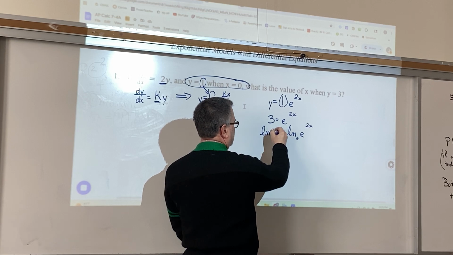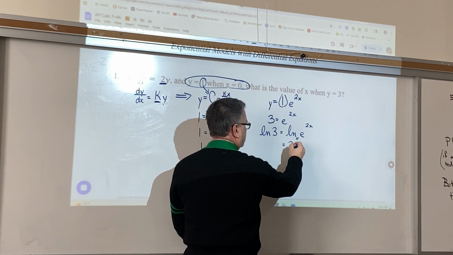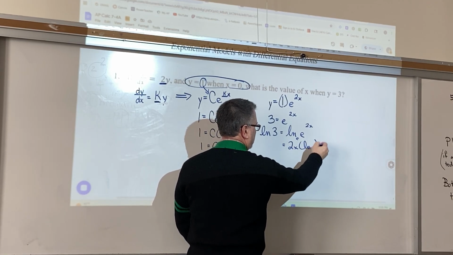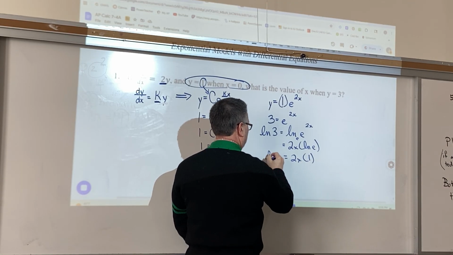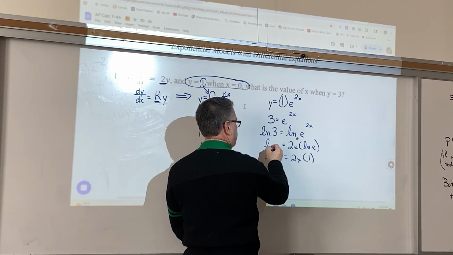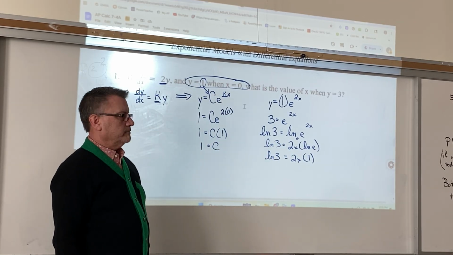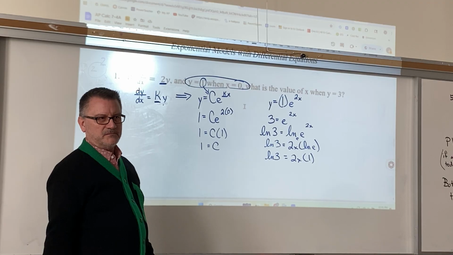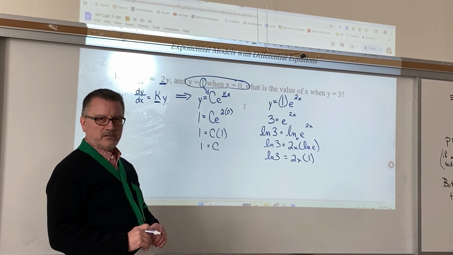And then whatever I do to this side, I got to do to this side. So that's just going to bring down the 2x. I got natural log of e, raised to what power is e? That's just going to be 1. I mean, you could have chosen a different log, but choose the same base as the base. I used to tell that to my pre-cal class, choose the same base as the base.